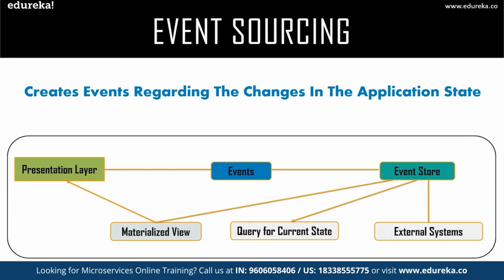Once the events are published, you can see the changes of the application state on the presentation layer, right? So that was about event sourcing design pattern, guys. Event sourcing design pattern is basically used to create events regarding the changes in the application state, right? You've done a specific change and maybe you want to go back to the previous change that you have done. You can always use this particular kind of pattern to go back and see what changes were made, when, and by whom, right? So that was about event sourcing design pattern, guys.